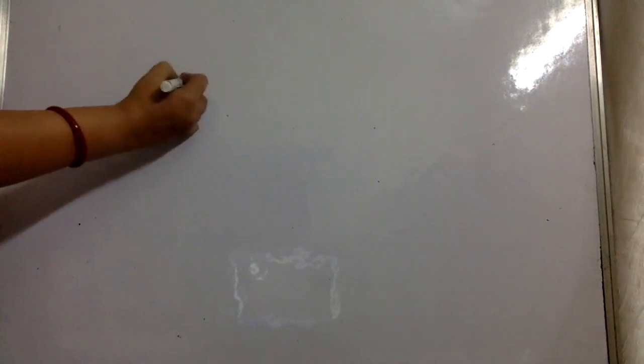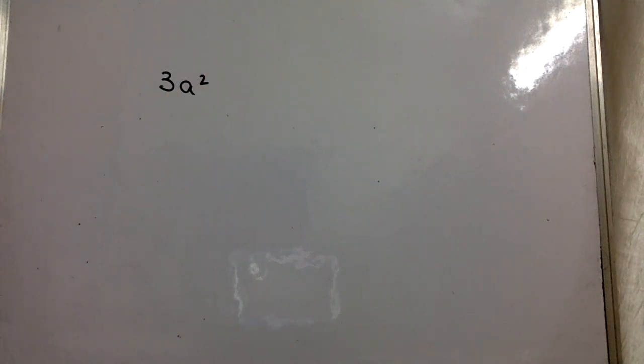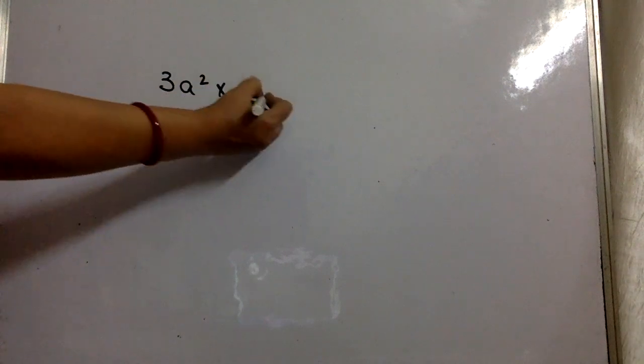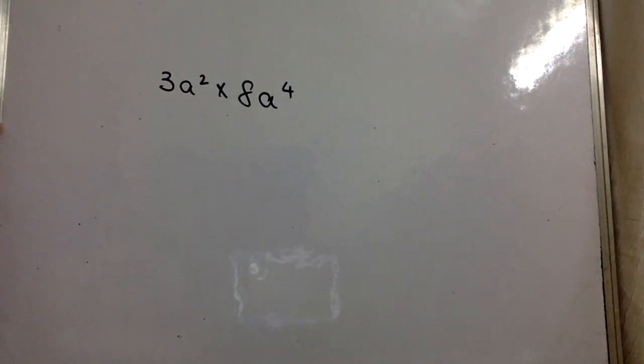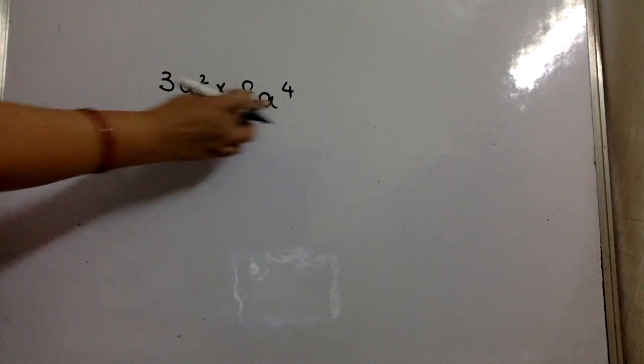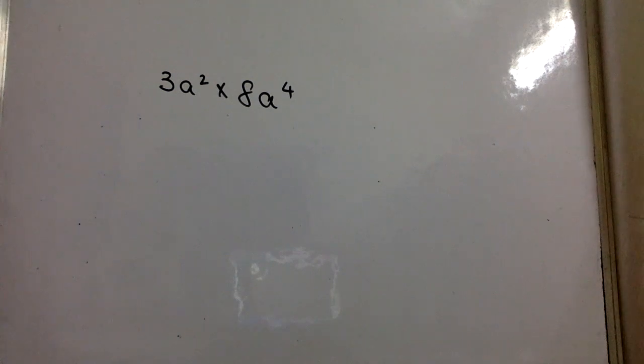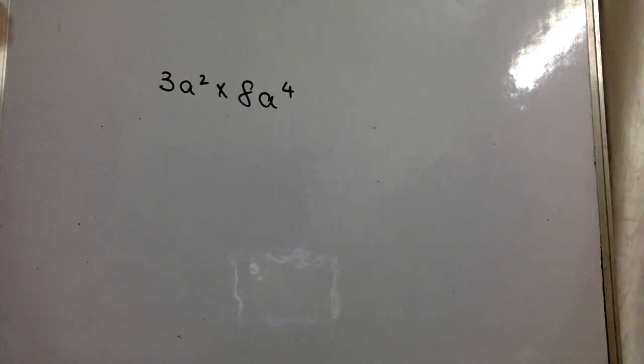So let's start. These are our two terms. We'll see how, term by term, as I said. 3a square into 8a to the power 4. Now clearly you can see here that this is one term which is being multiplied with another term. This is the very first part of algebraic expression multiplication, very basic.